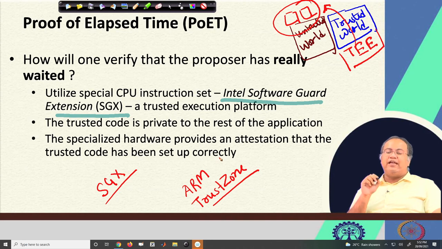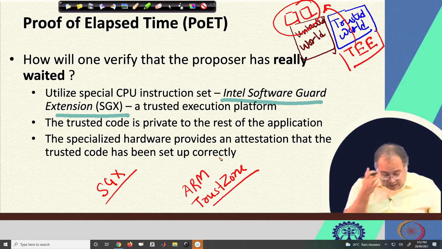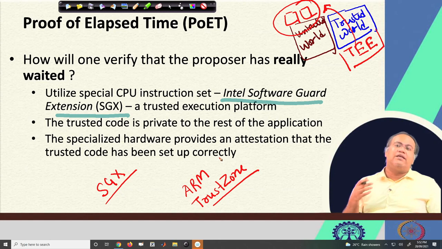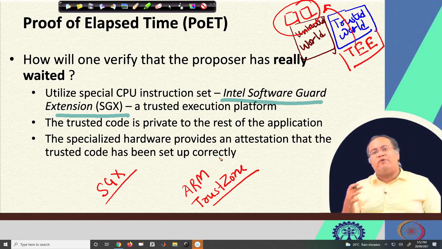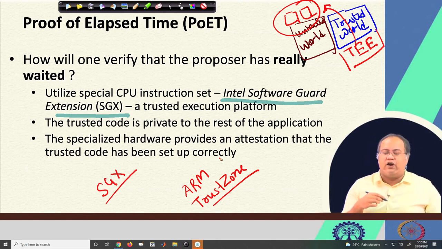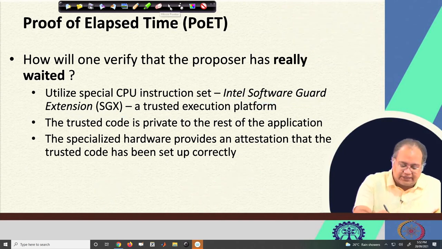For example, if you say that you are setting the timer to 90 clock ticks, then this hardware provides an attestation that 90 clock ticks have actually been spent. That is being done by this trusted execution environment, and nowadays many applications are exploring this trusted execution environment for designing applications.